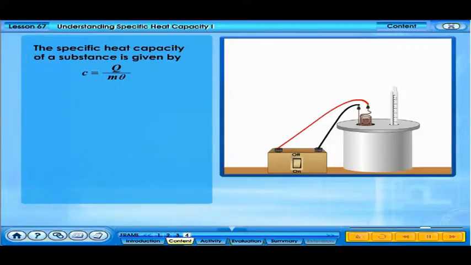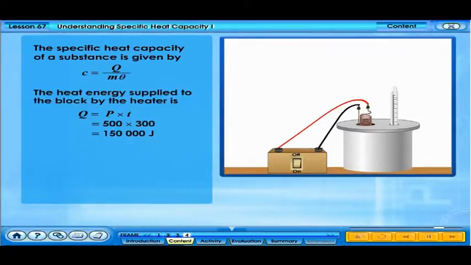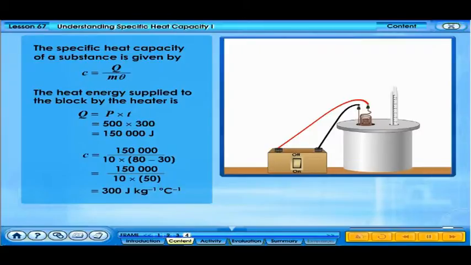The specific heat capacity of a substance is given by C equals Q over m theta. The heat energy supplied to the block by the heater is 150,000 joules. On substituting the values, the specific heat capacity of the block is 300 joules per kilogram per degree Celsius.